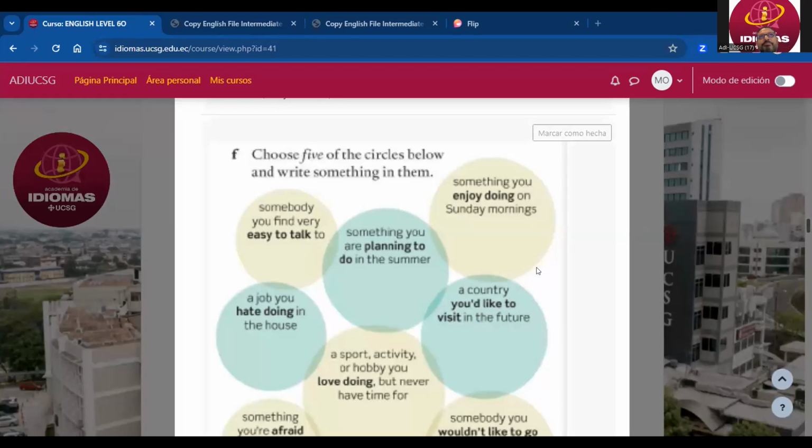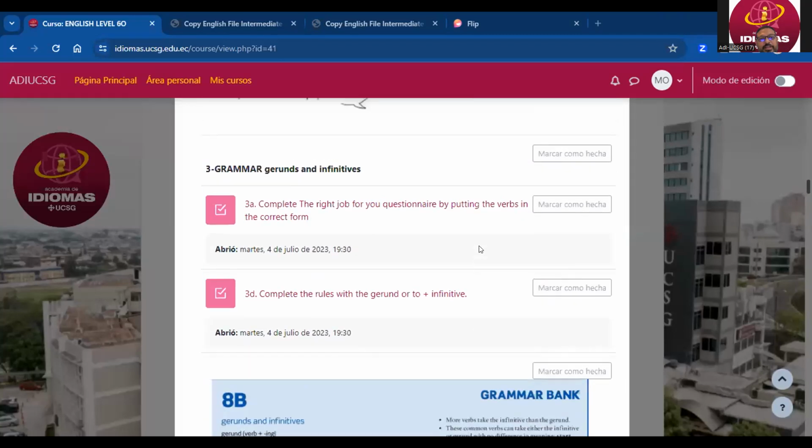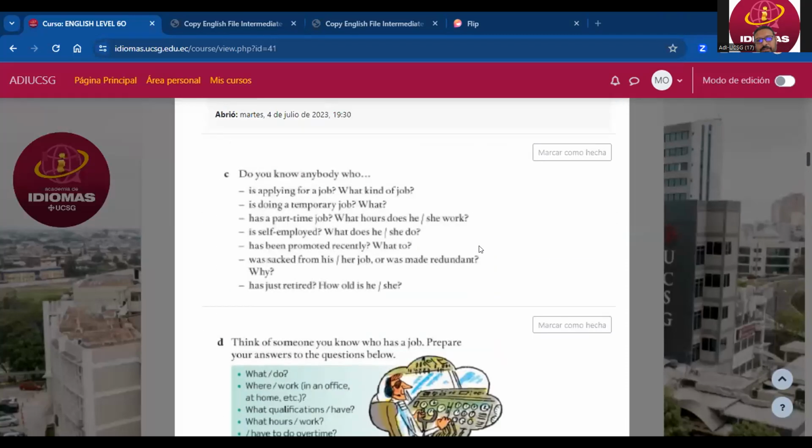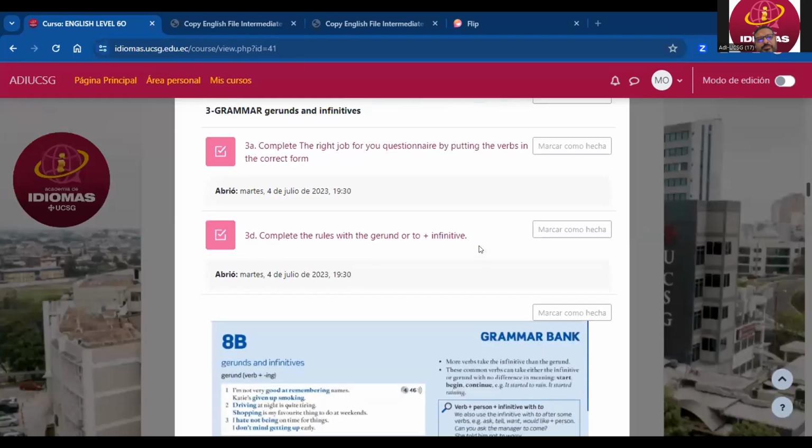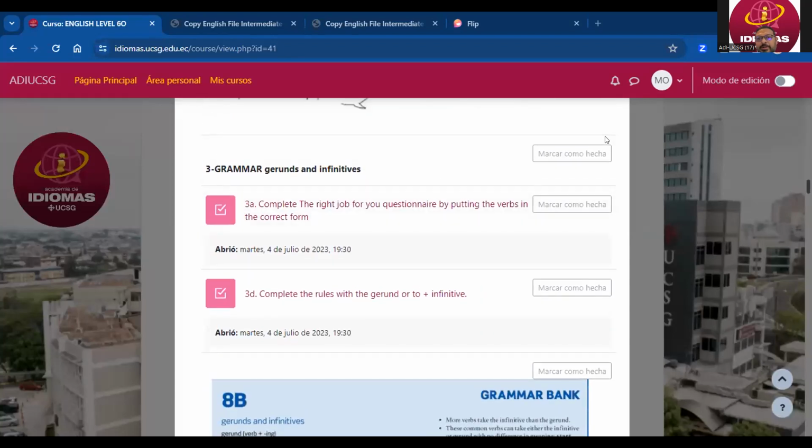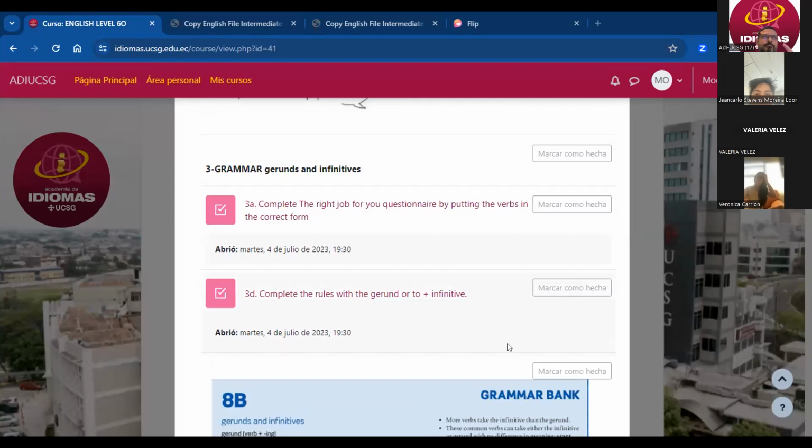Obviously, the last time that we saw each other was last Saturday, because Sunday was election day, so there was no class. Last Saturday, what we covered was the very beginning of Unit 8B. On this part of the unit, we get up to the grammar, which is a selection between gerunds and infinitives. Remember, gerunds with the -ing, and infinitives with the verb plus to. So you selected that.